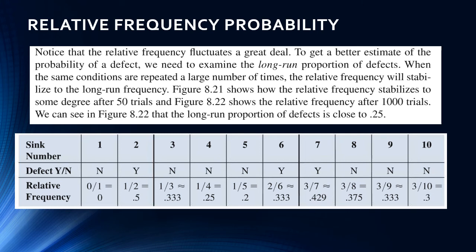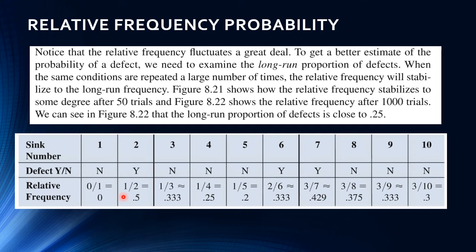Notice that the relative frequency fluctuates a great deal. We started at 0 and immediately went to 1/2. So first we have 0 defects and now half of the products have defects, and then we have a third and then a quarter. Then we get up to almost a half again. So there's a lot of fluctuation early on when we're doing these relative frequencies.